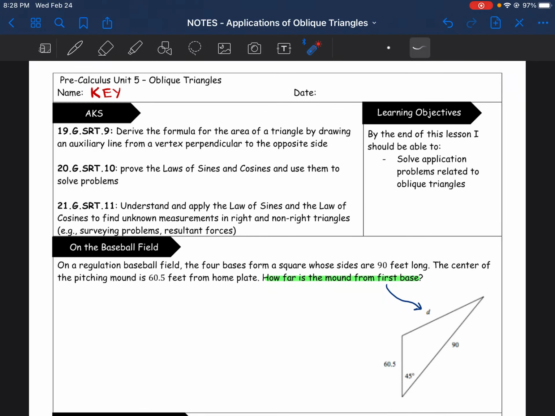In today's video, we're going to be using oblique triangles to solve application problems. Let's get started. Throughout these application problems, we're going to be using the law of sines, the law of cosines, and the area of oblique triangles.